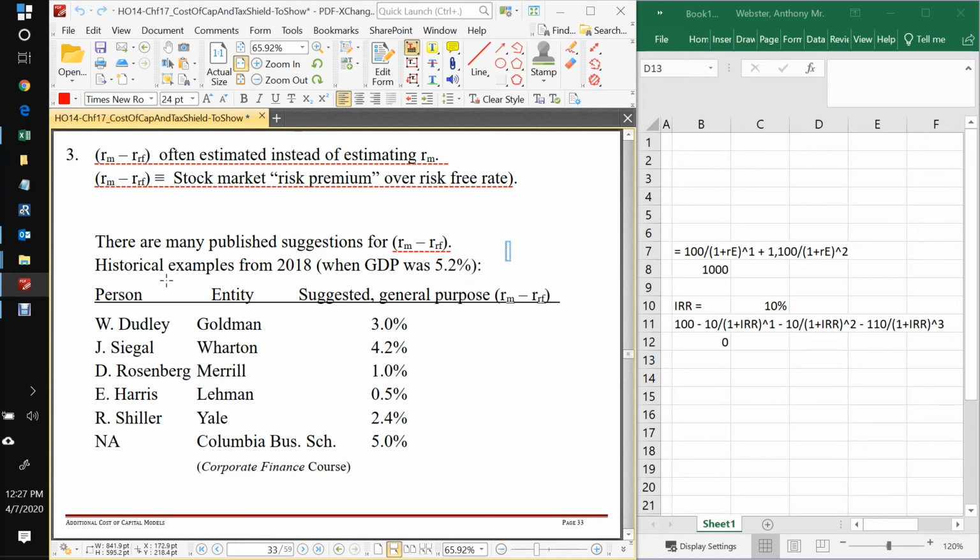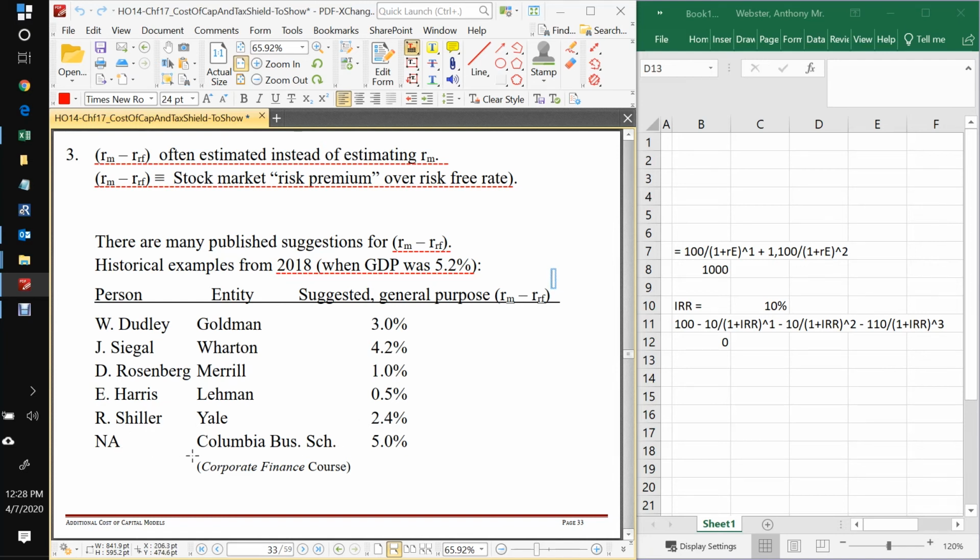And the latest set of examples I have for you, I poked around all over the internet in 2008 when GDP was 5.2%. So I found one of the head analysts from Goldman Sachs suggested to use a risk premium of 3%, and a prof at Wharton suggested 4.2%. An analyst at Merrill Lynch suggested 1%. And an analyst at Lehman, yes, there is a Lehman successor firm, suggested 0.5%. And Robert Shiller, who's a Nobel-winning laureate at Yale, suggested 2.4%.